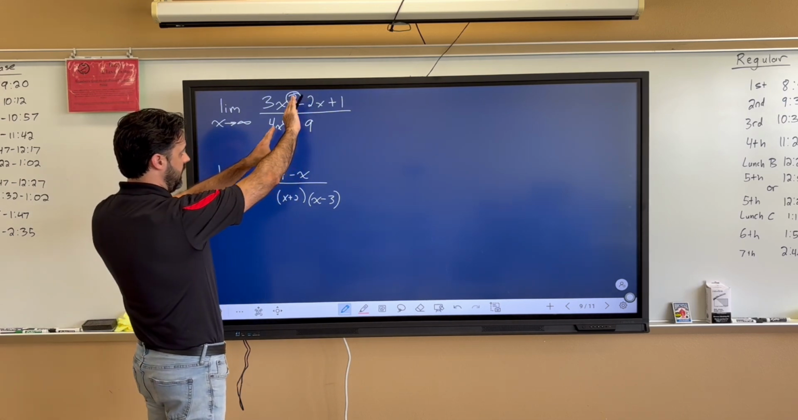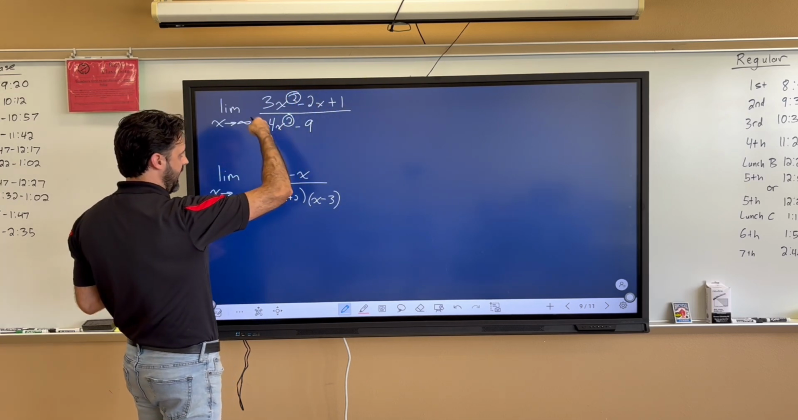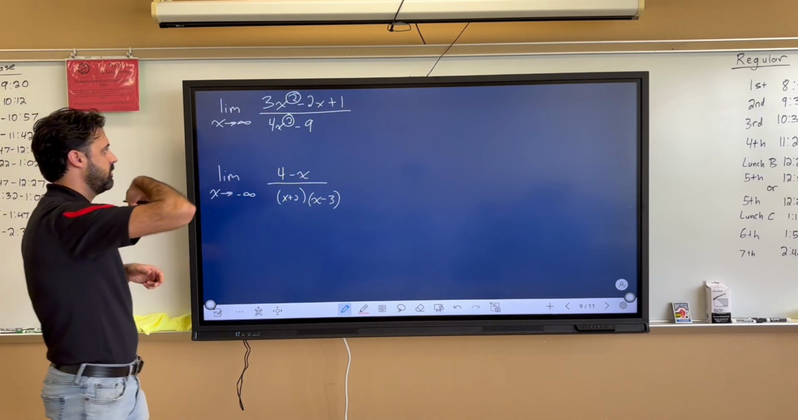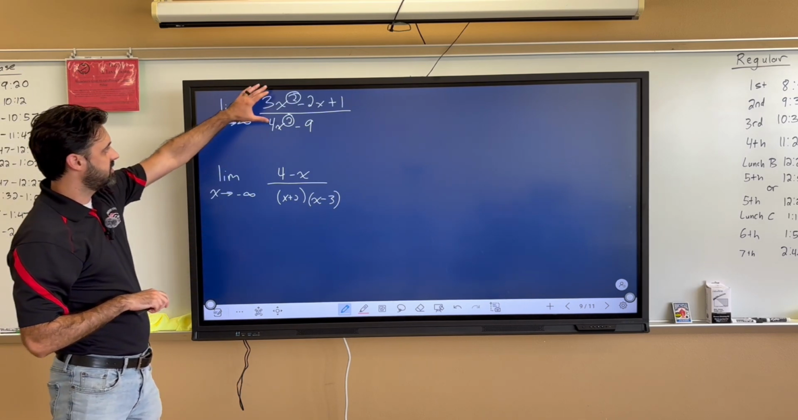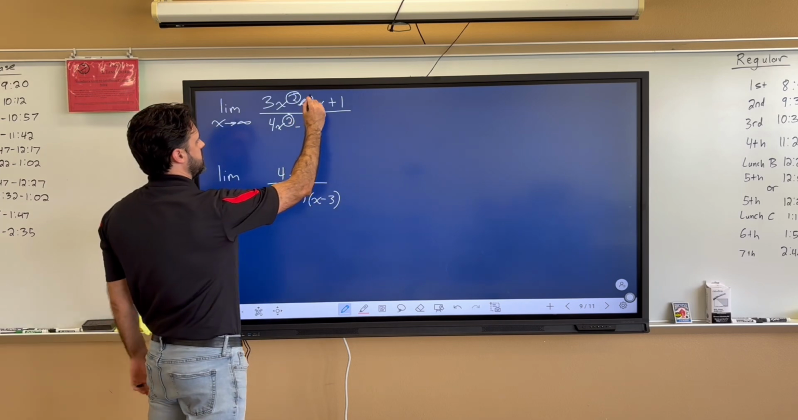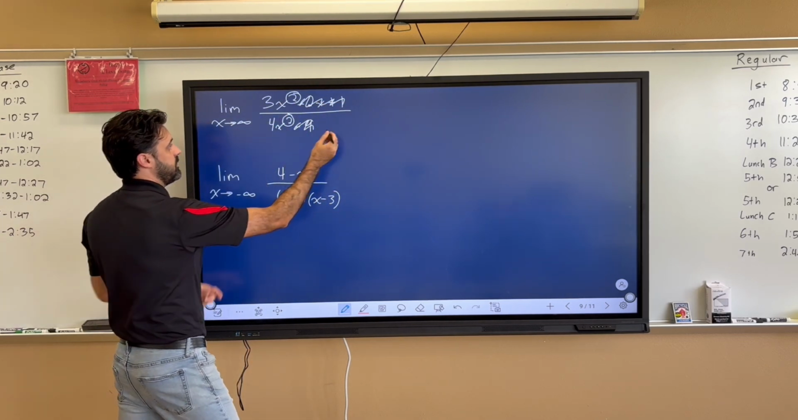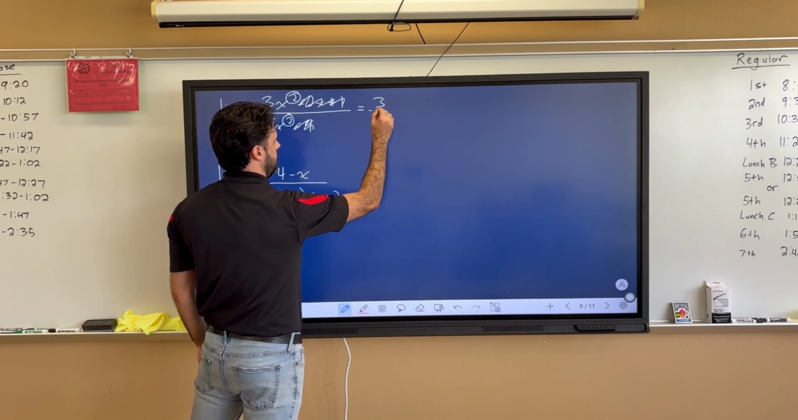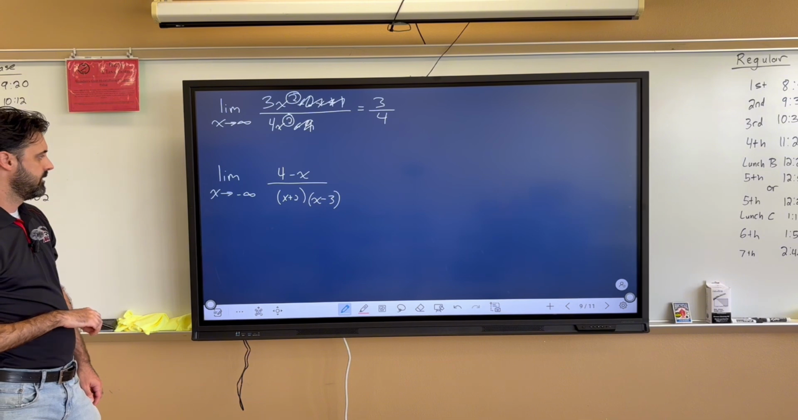And so we ignore the lower degree terms, just the highest degree terms that we're working with. So the x squareds, if we ignore all that, just cross it out. The x squareds essentially cancel, and we're just left with 3/4. All right, so that's our limit as x approaches infinity, 3/4.